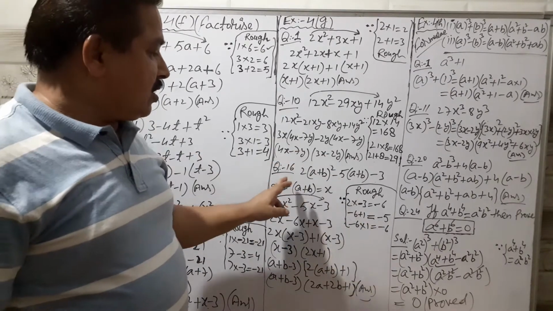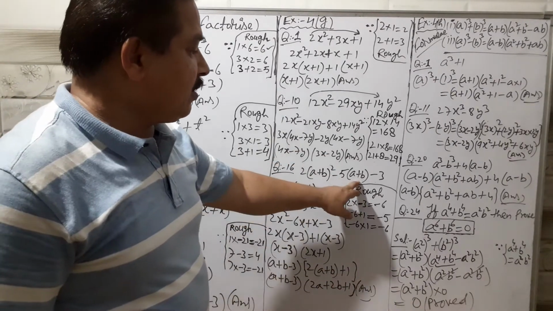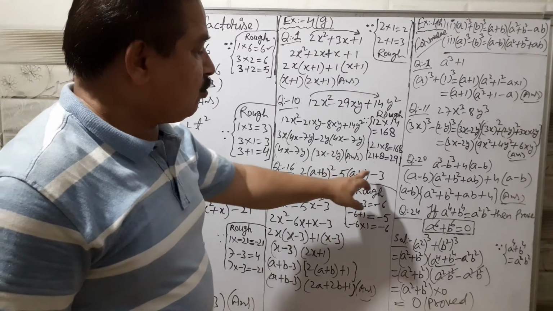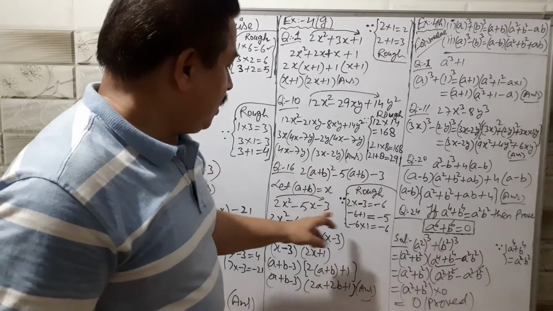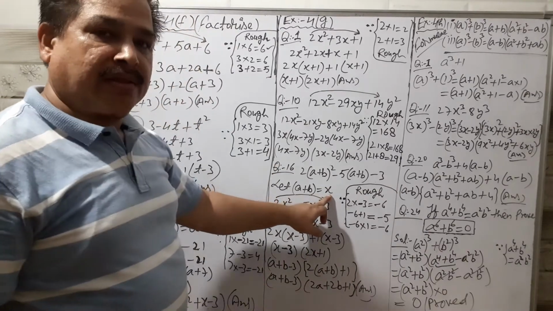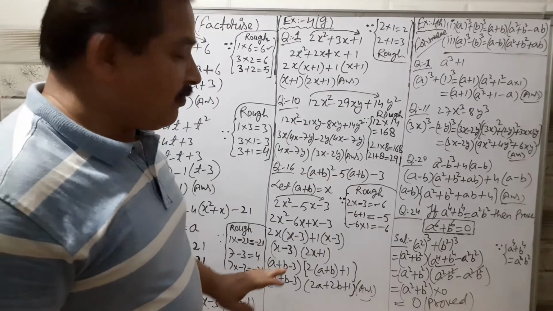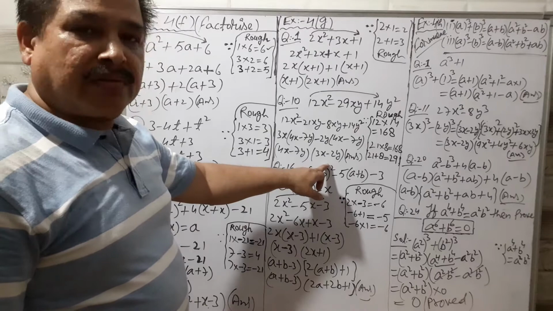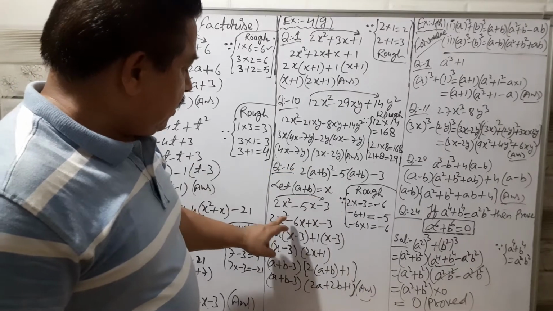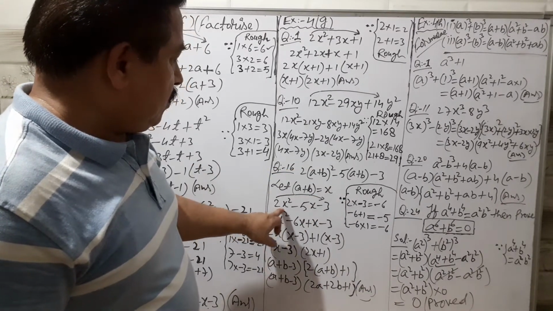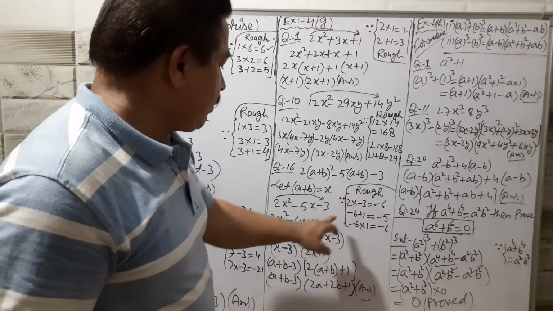Now see this question, 16. A plus B, the brackets are the same. Power is 2, power is 1, power here is 0. Let A plus B equal X. This question is now in proper form, with the highest power first. X. Now 2x square minus 5x minus 3.